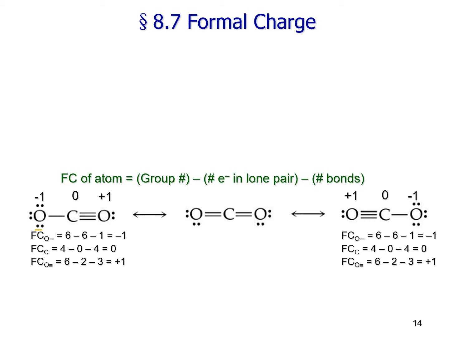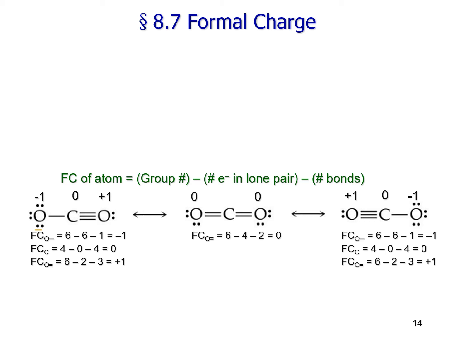All right, now let's move to the resonance structure in the center. Double bonded oxygen. When we do double bonded oxygen, group 6 for oxygen, and 1, 2, 3, 4 electrons in lone pair, double bond, minus 2, that's a 0. Without any further calculation, it's easier for us to recognize carbon must be the 0 as well.